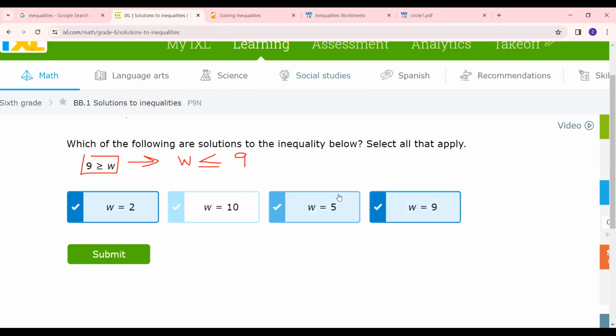Why do we choose W equals 9? Because it's equal to 9. Say it again. Because W is equal to 9. Very good, because W is equal to 9. And so this is going to be the correct answer.